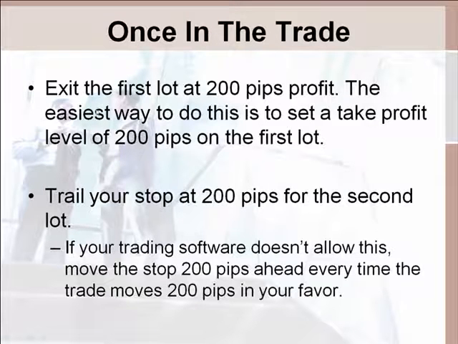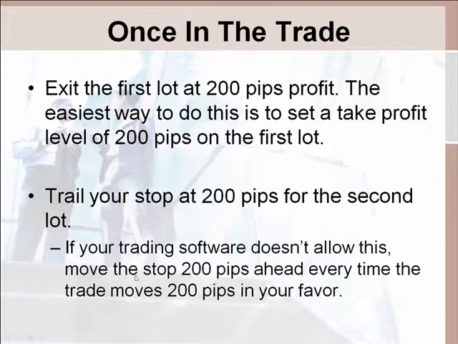And then once you're in the trade, we have two lots in when we enter. We're going to exit the first trade at 200 pips profit. So the first lot gets taken out when we reach 200 pips profit. The easiest way, of course, to do that is to set a take profit level of 200 pips on your first lot traded. And then for the second lot, once this first lot is taken out, we're going to set our stop loss to 0. And then we're going to trail our stop at 200 pips for the second lot.